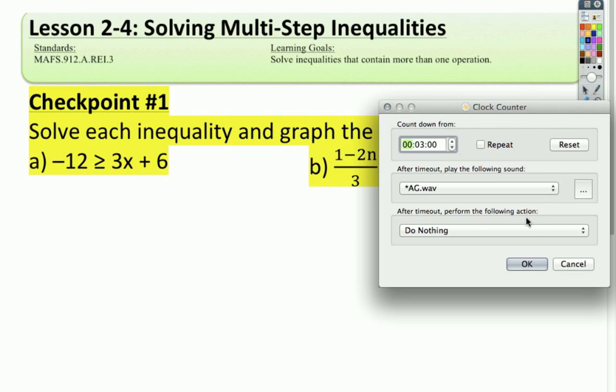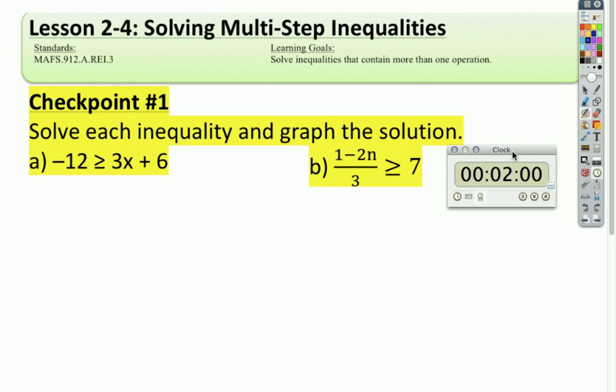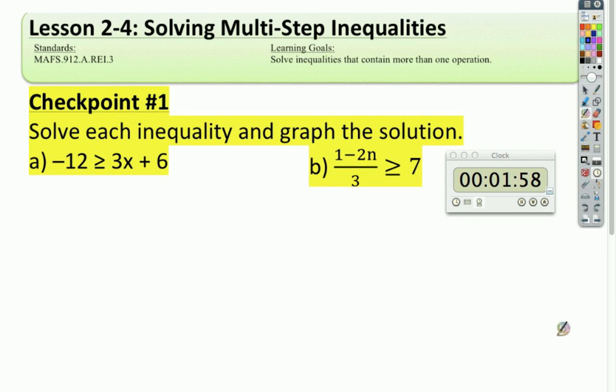All right, some of you are still finishing and some of you are already done. So I'm going to put 2 minutes on the clock for team talk. The idea is to compare your answers with each other, compare your graphs with each other, and compare the methods that you used to solve. 2 minutes team talk. The idea is to have a discussion.